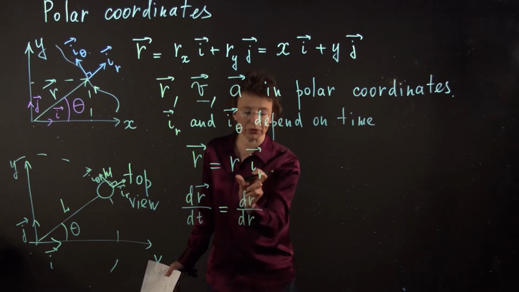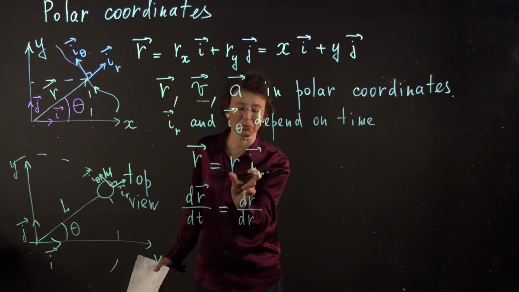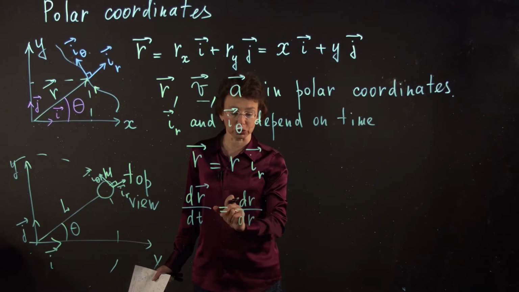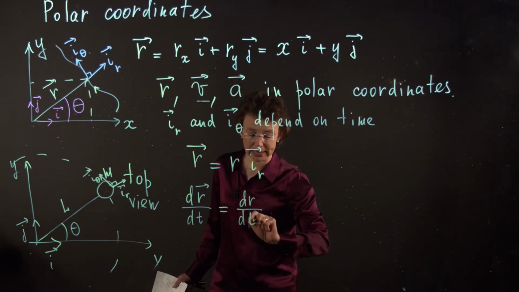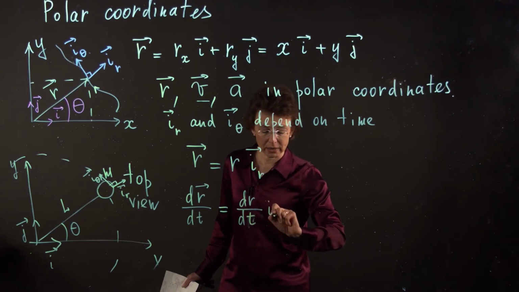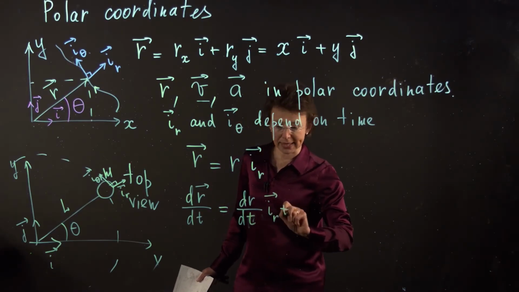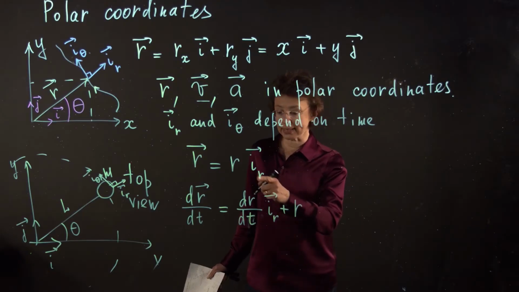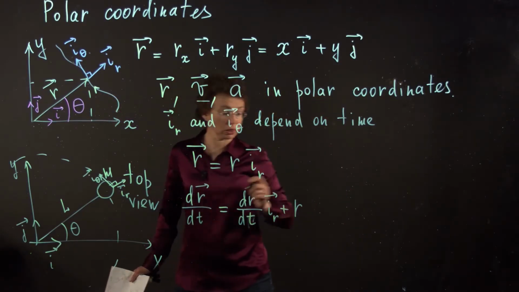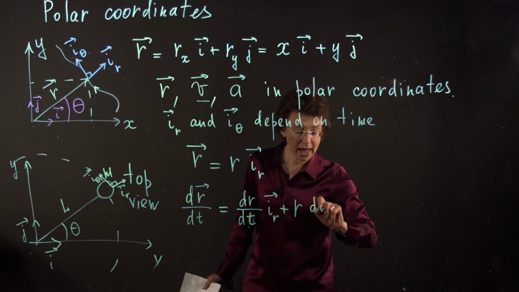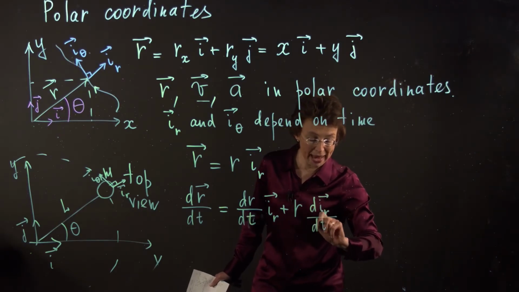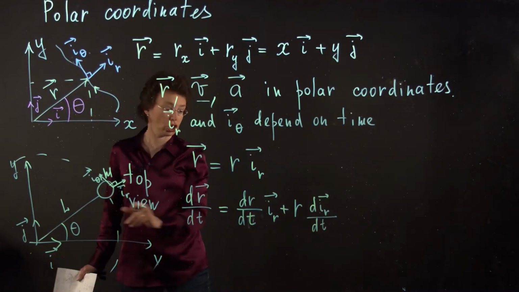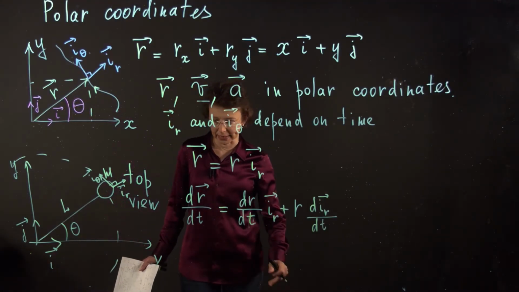I will have dr/dt. Which rule of differentiation will I use? I will use the product rule. So I differentiate r, dr/dt times i_r, plus r. And since i_r now changes with time, I have to write di_r/dt. Again, magnitude stays the same, but direction changes. So this is my dr/dt.